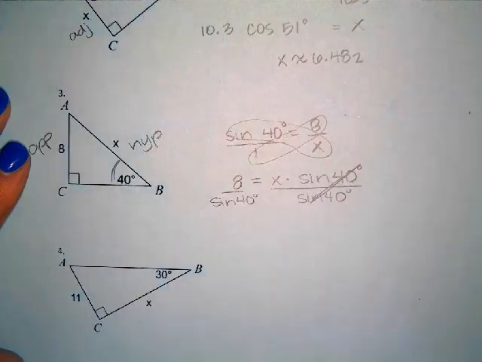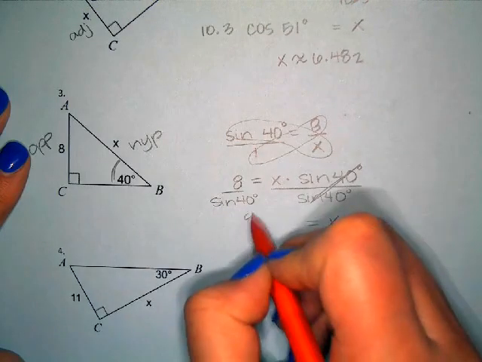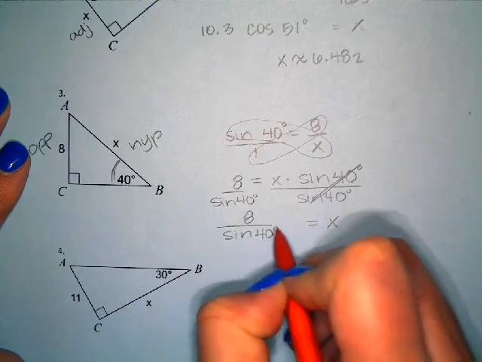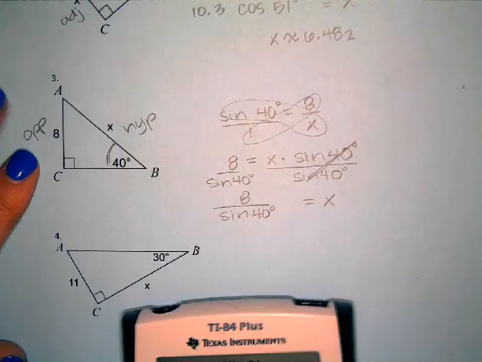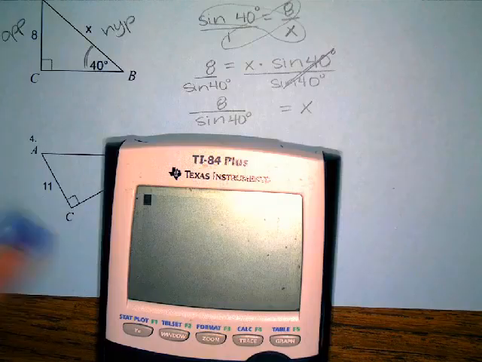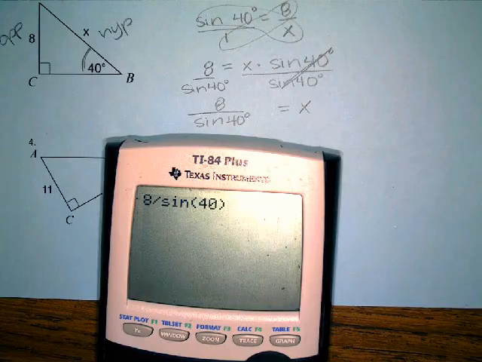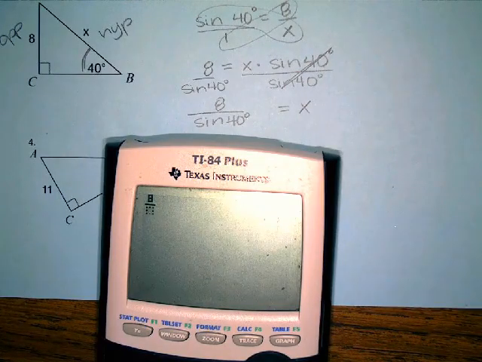And so in my calculator, I'm going to type 8 divided by sine 40. You can type it in as a fraction if you want, because your calculator does that, but you don't have to. You could also type it in as division, and it will give you the same answer. Both will give you the same answer.